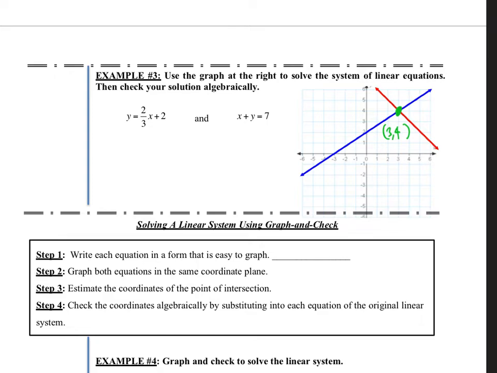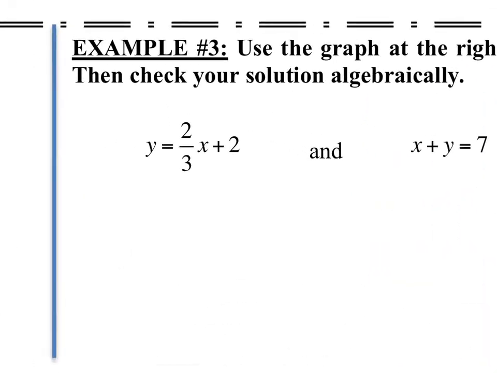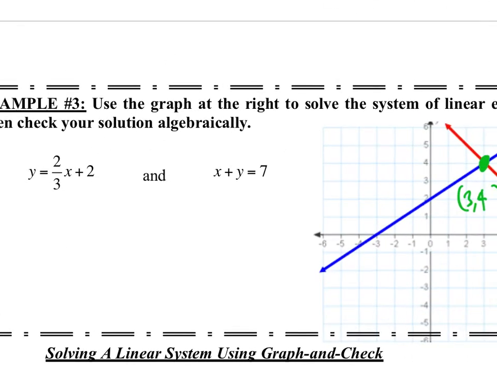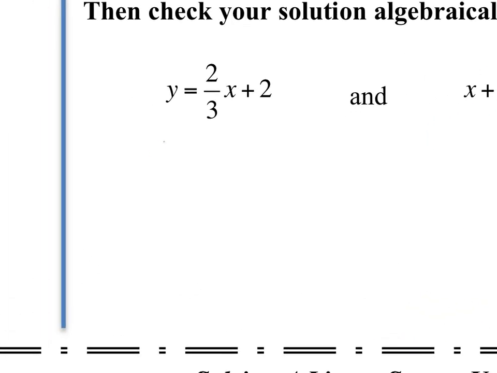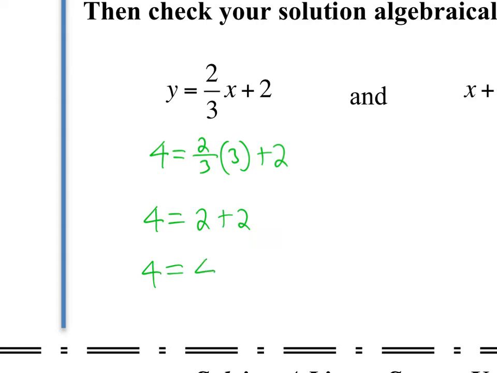3, 4 is the coordinates of that point. So we're going to check whether they work algebraically. We're going to plug in 3, 4 for x and y. So 4 is y for this first one, equals 2/3 times 3, which is x, plus 2. Now, what is 2/3 times 3? Well, the 3's are going to cancel out. We're going to get just 2. And what's 2 plus 2? Does that equal 4? It does.